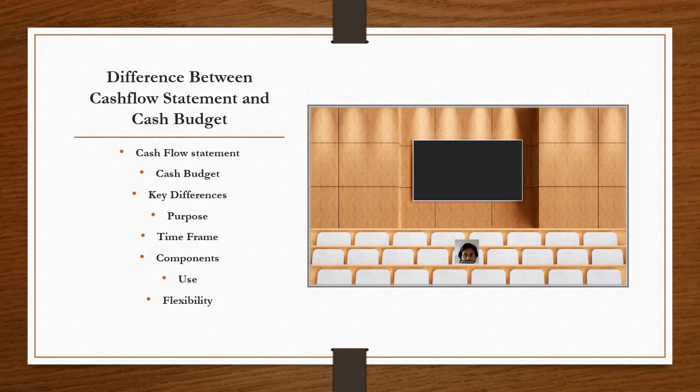In summary, while the cash flow statement and budget are essential tools of managing cash flow, they serve different purposes. They are designed to provide various types of information. The cash flow statement reflects past cash transactions, while the budget forecasts future cash flows to assist with the planning and decision making.